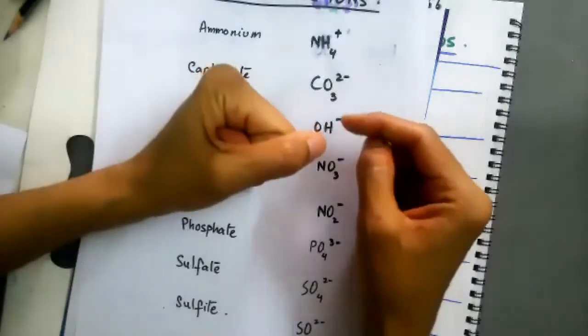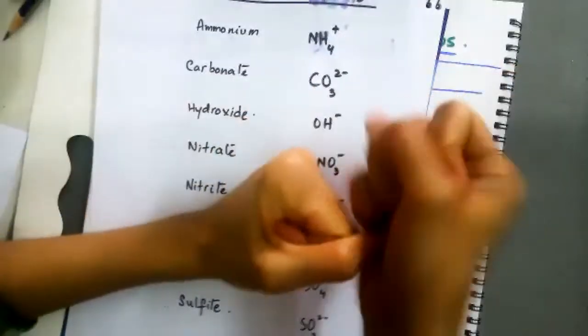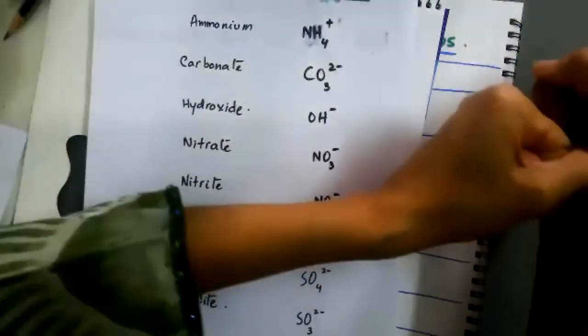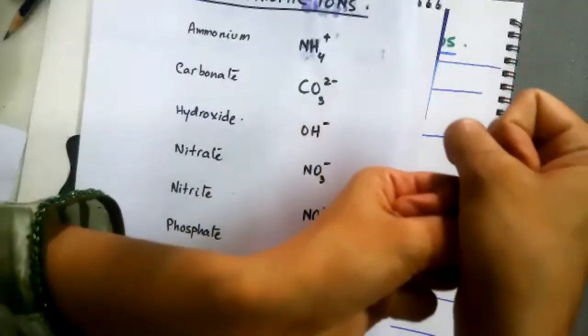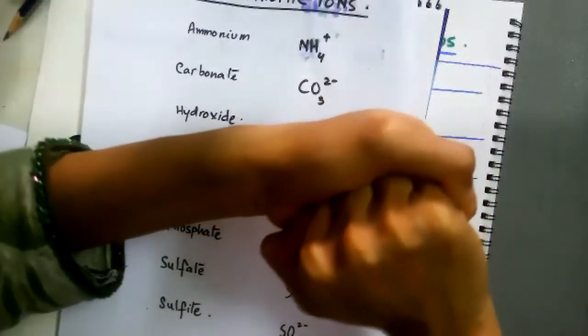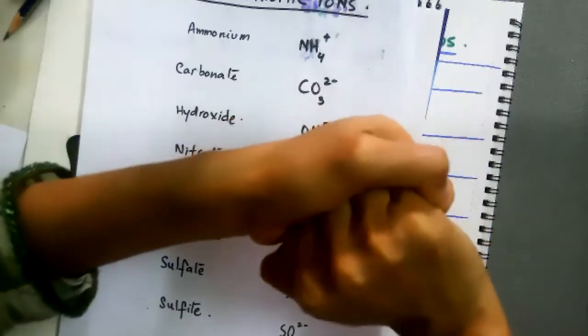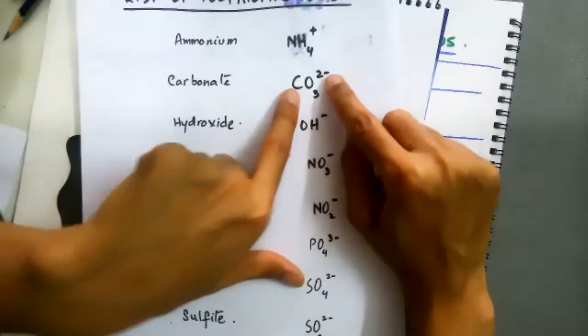So for example, this is carbon, and then 3 oxygens will be attached to the carbon, and in all the reactions, they will behave as one. They will go together wherever they go. Okay? They don't leave each other. They stay together. And they have this charge together.